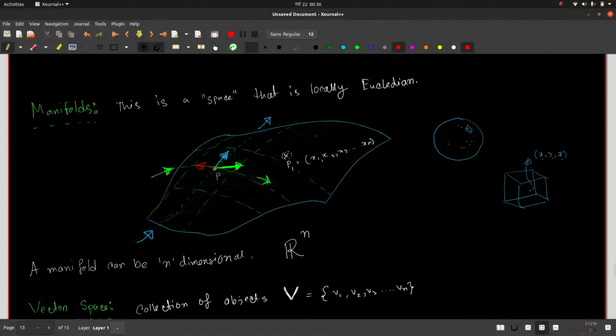So you can see that on this point, you can draw very different tangent vectors depending on which direction you want to travel. As a result, what we have on point P is a set of tangent vectors, not just one tangent vector. So to deal with that set, we have to define the tangent space.